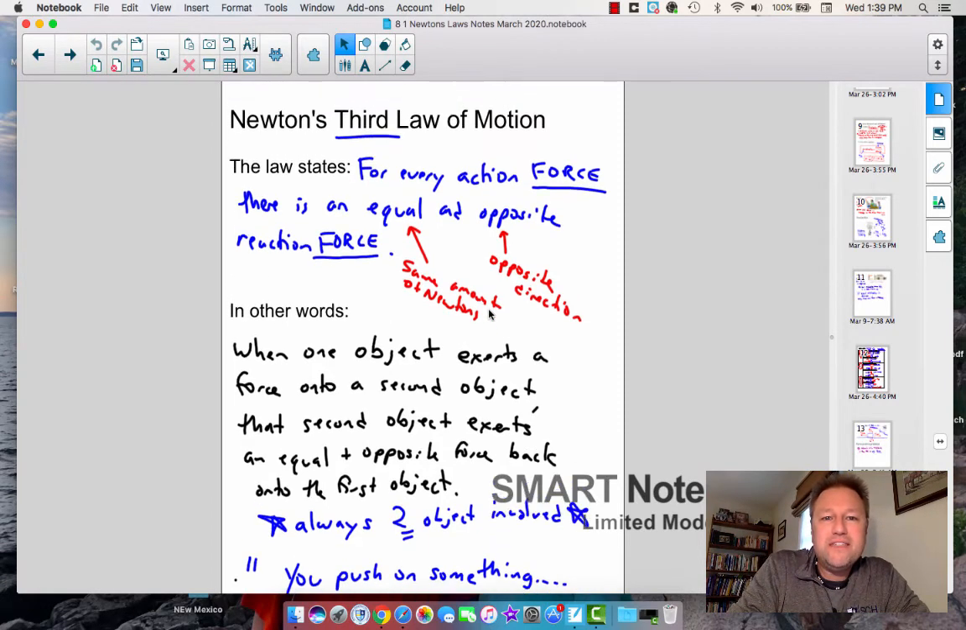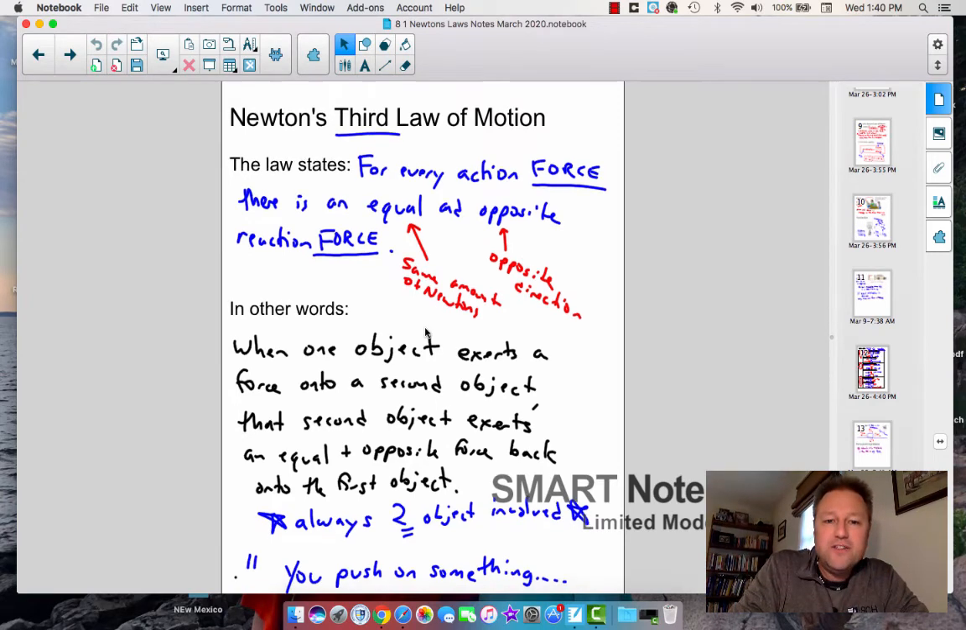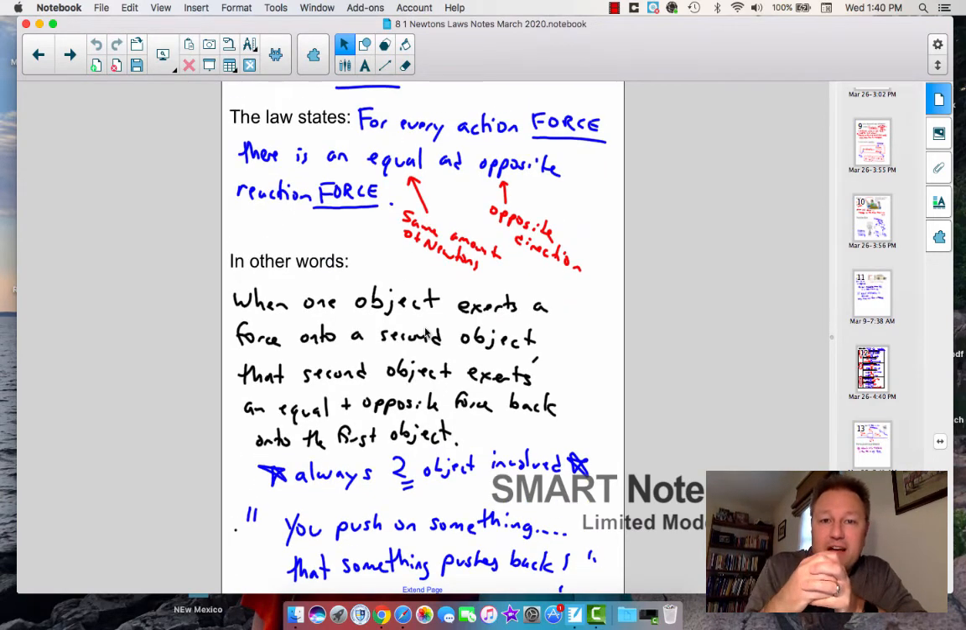Third law of motion is this: for every action force, there is an equal and opposite reaction force. Newton's third law is about equal and opposite action and reaction forces. So for every action force, there's an equal, in other words, the same amount of newtons, and opposite direction, because forces have to have both components. So basically, if one object creates a force on a second object, that second object creates an equal and opposite force back on the first object. Equal in amount of newtons, but opposite in direction.